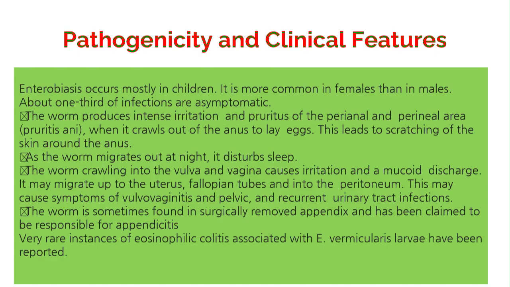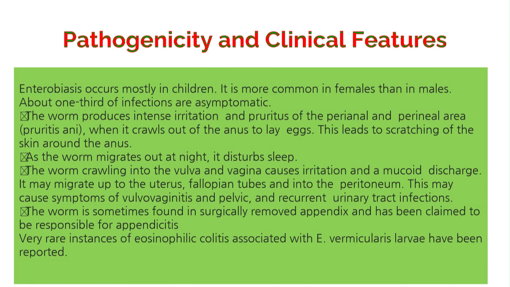So what are the pathogenicity and the clinical features of this worm? It occurs mostly in children, as I said, and also in old people. It is more common in females than in males. About one to three of the infections are asymptomatic. The worm produces intense irritation and pruritus of the perianal area, or pruritus ani.